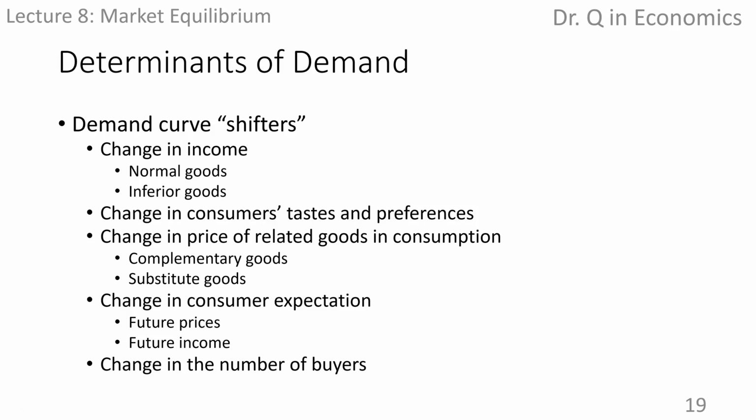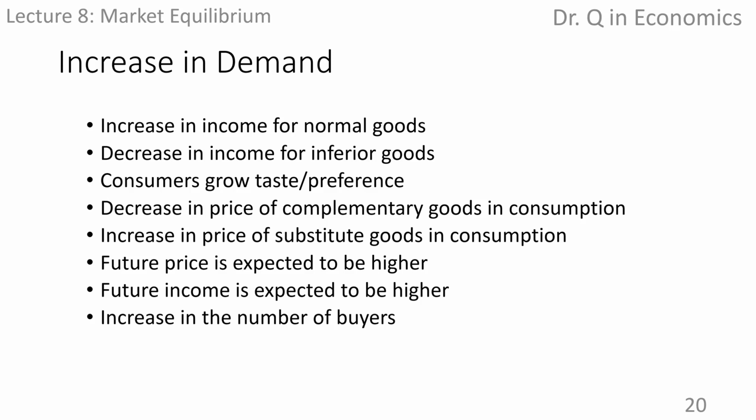A quick review of Lecture 6. We learned that those are the determinants of demand. If the determinant changes, the demand relationship, demand curves, shifts to a different location. Now, this is a list of demand shifters that increase demand. If the market is at its equilibrium, and one or some of these things happen, resulting in an increase in demand and shift demand curves to the right-hand side, how will the market react?